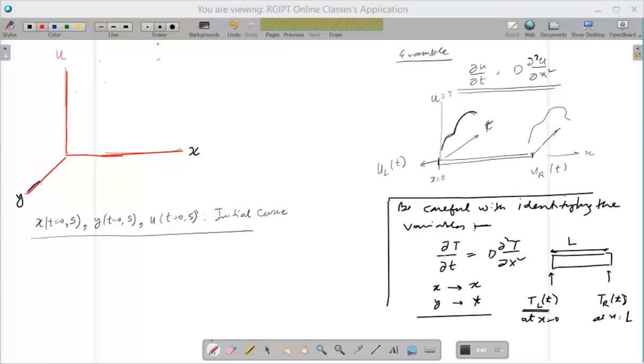So that would mean that I know some curve in this u-t plane. And then x equal to L, I have another function. So let's say this is my x equal to L, and in this plane, I have some other function which may look like this, which is u as a function of t.